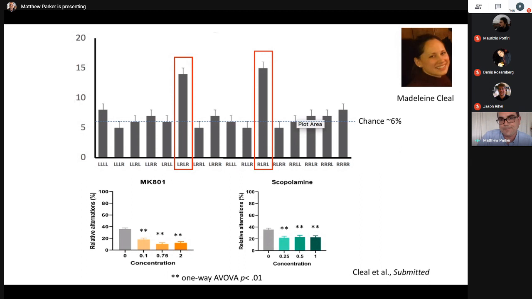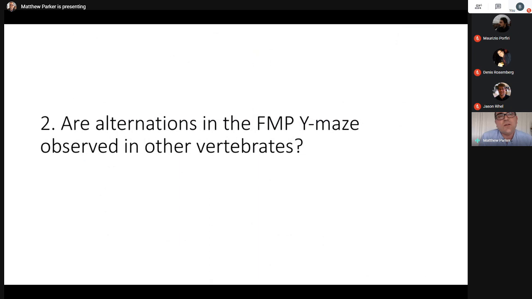So the next thing we wanted to know is, well, okay, this is great. Fish do this alternation behavior within the Y maze, but what about other vertebrates? And what about invertebrates indeed, but what about other vertebrates?